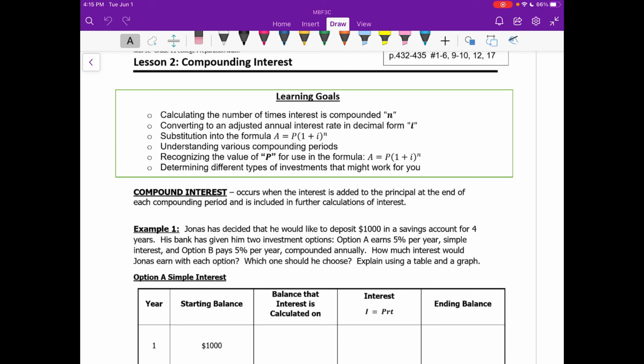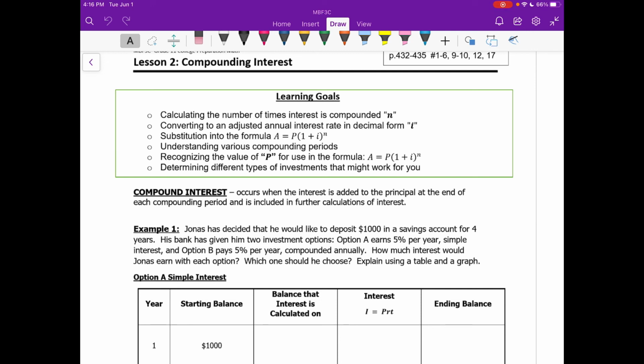So at the end of this lesson, you will be able to calculate the number of times interest is compounded, which is n, which is also called the compounding interval. You'll be able to convert to an adjusted annual interest rate in decimal form using i, depending on the compounding periods. You'll be able to do substitution into the formula A equals P(1 plus i)^n, right? So we're going to be finding i and n and how to find those. You'll be able to understand various compounding periods.